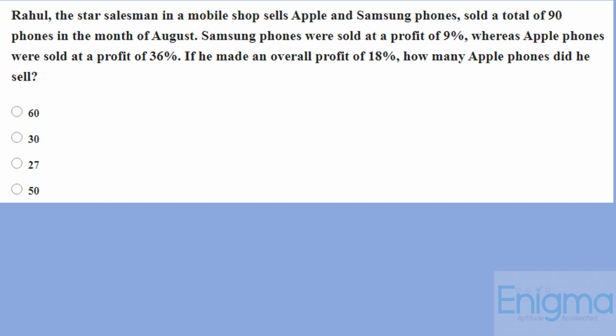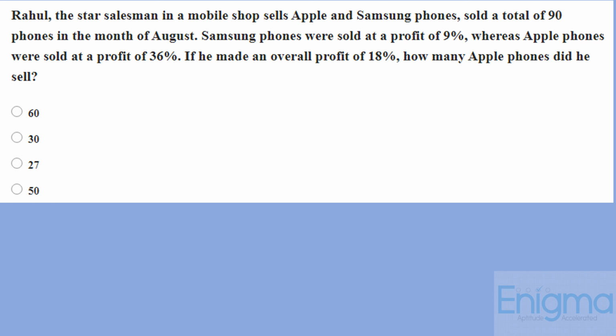Rahul, the star salesman in a mobile shop, sells Apple and Samsung phones. He sold a total of 90 phones in the month of August. Samsung phones were sold at a profit of 9%, whereas Apple phones were sold at a profit of 36%. If he made an overall profit of 18%, how many Apple phones did he sell?